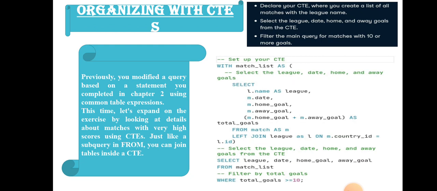For example, declare your CTE where you create a list of all matches with league name: L.name as league, M.date, M.home goal, away goal, and home goal plus away goal as total goals from match as M. M means main query. Then left join league as L on country ID is equal to L.ID. L means league. Then select league, date, home goal, away goal from match list where total goals is greater than or equal to 10.